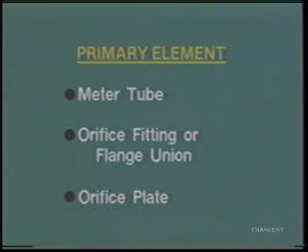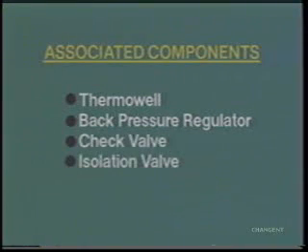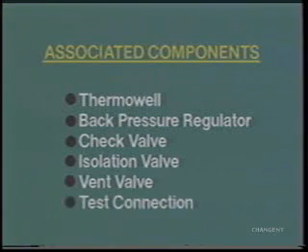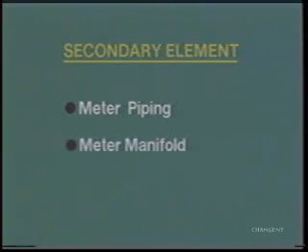Associated components that might be found in the meter station include thermal wells, back pressure regulators, check valves, isolation valves, vent valves, and test connections. The secondary element is made up of meter piping, meter manifold, and the orifice meter. Those are the parts you'll find in a typical meter station. Let's break it down and talk a little about each piece.